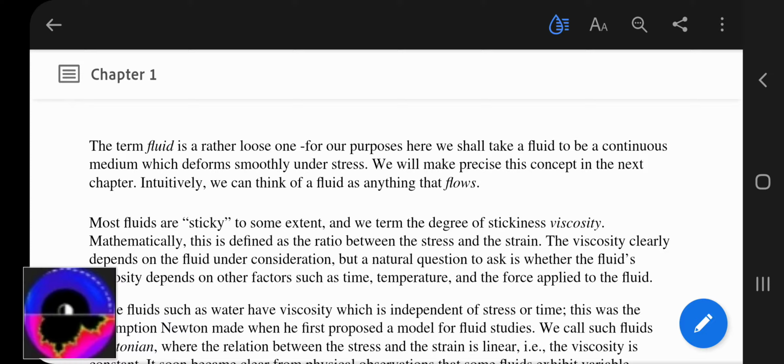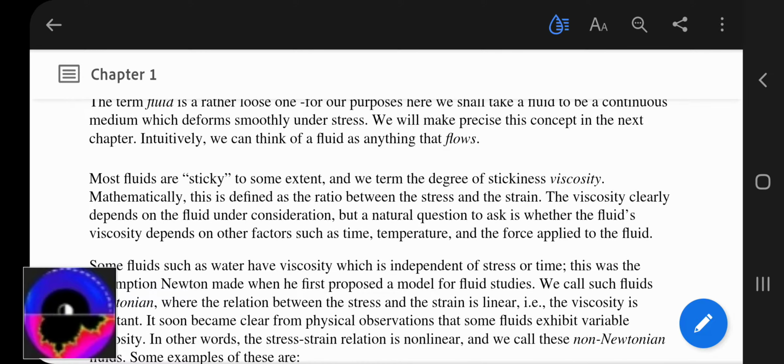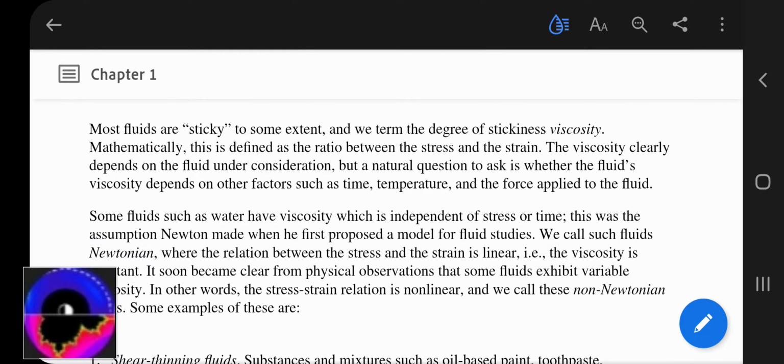So, the term fluid is rather loose for our purpose. Here, we shall take a fluid to be a continuous medium which deforms smoothly under stress. We will make precise this concept in the next chapter. Intuitively, we can think of a fluid as anything that flows. Most fluids are sticky to some extent, and we term the degree of stickiness viscosity. Mathematically, it is defined as the ratio between the stress and the strain.